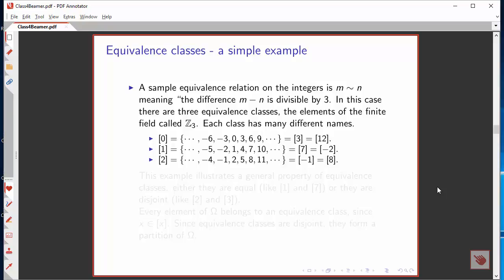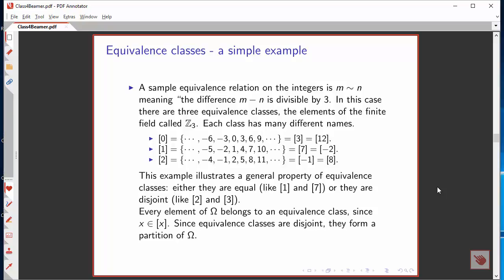So the equivalence class of 0 includes all the integers, positive, negative, or 0, that are divisible by 3. The equivalence class of 1 is the collection of integers that leave a remainder of 1 when divided by 3. The equivalence class of 2 is the integers that leave a remainder of 2. And each of these classes, in fact, has an infinite number of different names. The equivalence class of 0 is also the equivalence class of 3, is also the equivalence class of 12. You can name it after any integer that's divisible by 3.